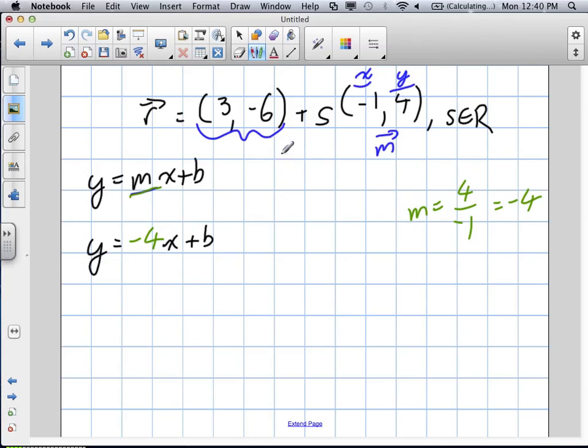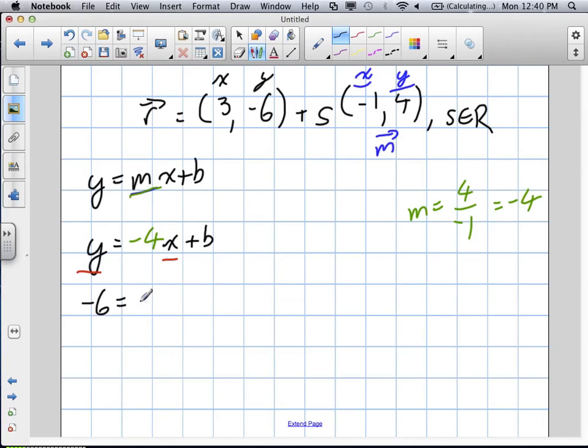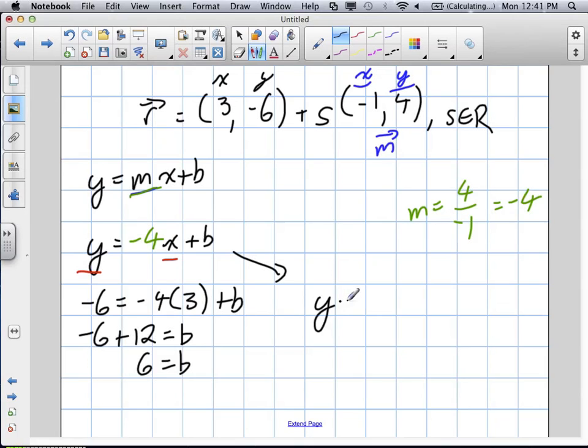Now the difference here is, do we have the y-intercept in this question? What is this point? It's just a point. It's just some point along the line. It's not the y-intercept. But we can use that in order to find our y-intercept. Because this point does represent any x and y value, we're going to plug those in for the x and y values here. So our y value is negative 6 is equal to negative 4 times x is 3 plus b. Okay. Negative 6 plus 12 equals b. So I did 4 times 3 is negative 12, brought it over, plus 12. 6 equals b. Our y-intercept form will be y is equal to negative 4x plus 6.